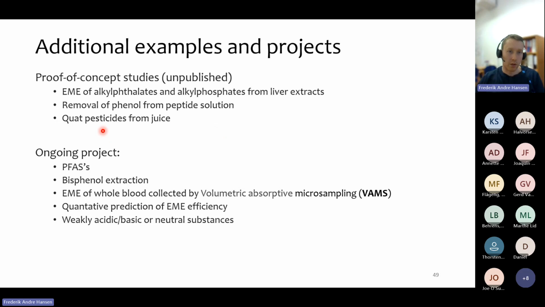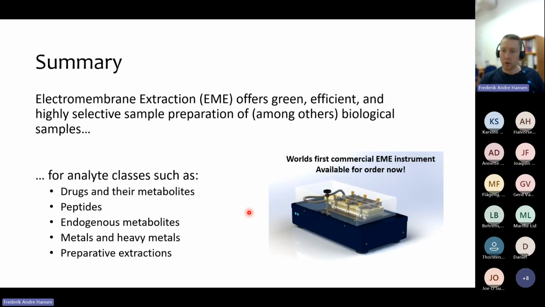We also have worked on extracting quat pesticides, which are permanently positively charged, so they are very suitable, and have shown that that can be done from juice. And otherwise, I can mention that we have some ongoing projects about PFAS extraction, bisphenol extraction, EME applied in what is called volumetric absorptive microsampling samplers, which is, should we say, the future of blood sampling. And then we have some projects that are more fundamental, like predicting the efficiency quantitatively. But we will come back to more applications in future webinars.